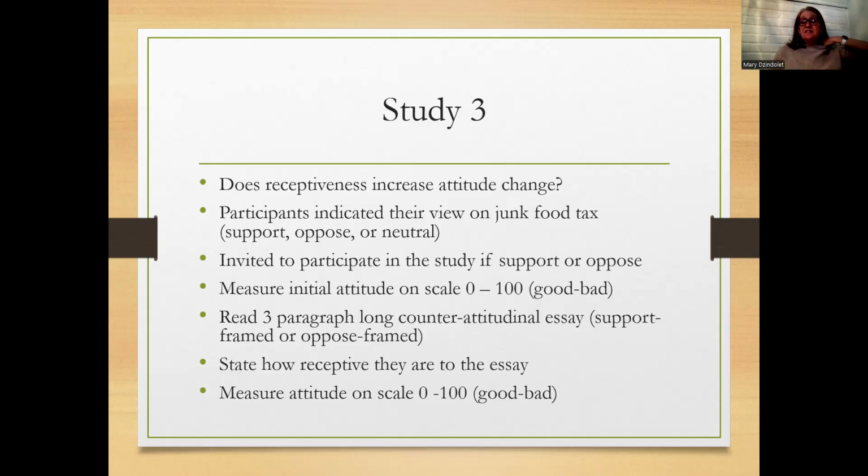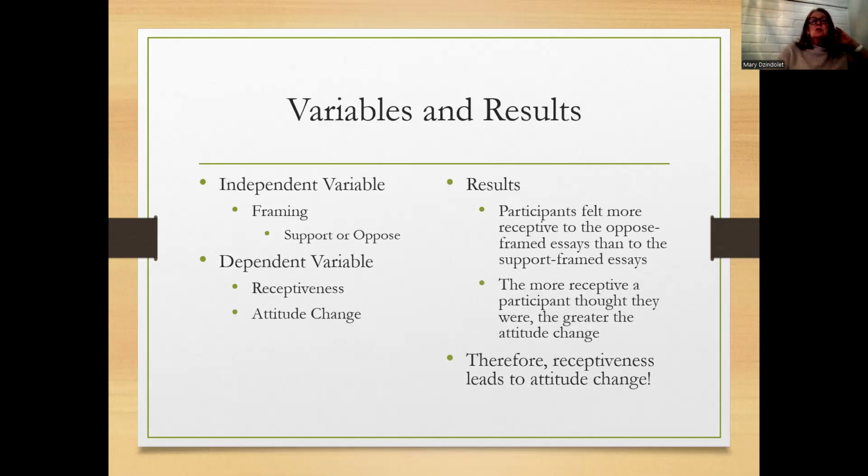At the end of reading the 3 paragraphs, they had to state how receptive they were to the essay. And then they were asked to rate their attitude again on the 0 to 100 scale. To what extent do you think the junk food tax is a good idea? 0 is good, 100 is bad. So the independent variable was framing, support or oppose, and the dependent variables were receptiveness and attitude change.